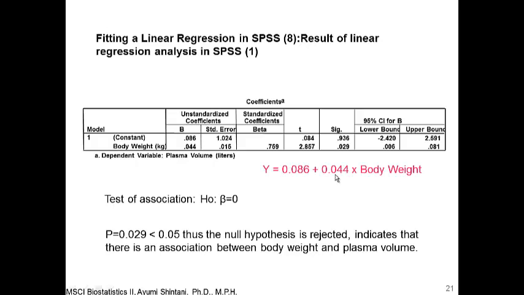And we assess whether this slope, the effect of body weight, is statistically different from 0 or not. In this case, we rejected the null hypothesis and concluded there is a statistical association between body weight and plasma volume.